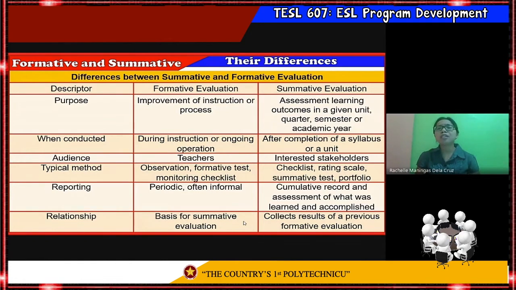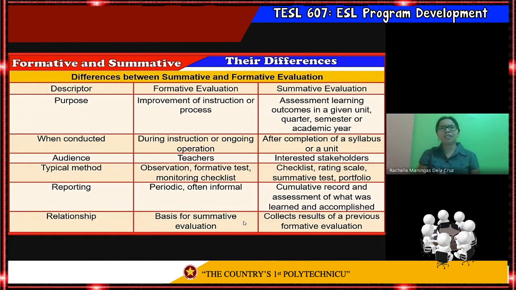quarter, semester, academic year. Sometimes these are the chapter tests, the unit tests, or the periodic tests. So the purpose is to evaluate the student's achievement. So this is considered as evaluation as a product. So formative is evaluation as a process, while summative is evaluation as a product.